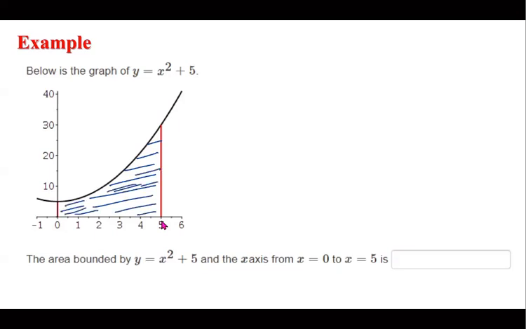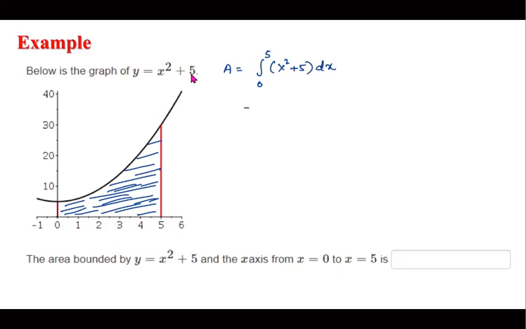And you know that this area, we cannot find it using any geometric formula because the shaded region is not a regular geometric shape. So in order to find this area, we can use the definite integral. So that area is the same as the integration from 0 up to 5, lower x value up to upper x value, of this function, x squared plus 5, with respect to x.